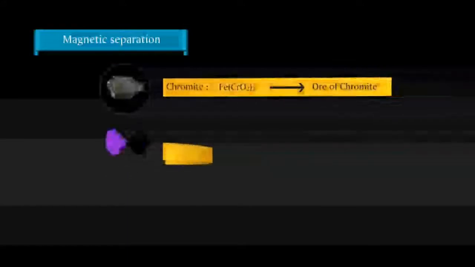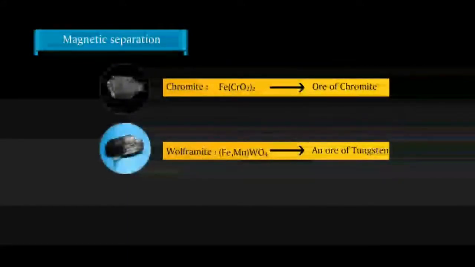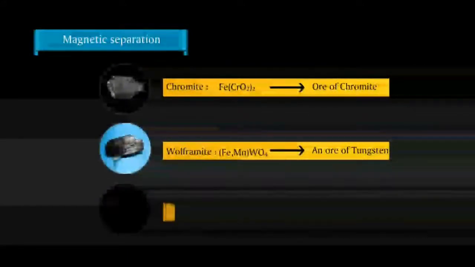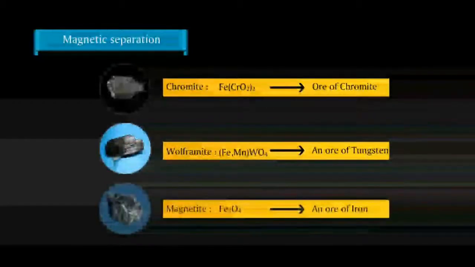Examples: chromite, an ore of chromium; wolframite, an ore of tungsten; magnetite, an ore of iron.